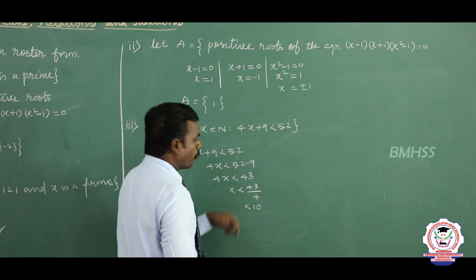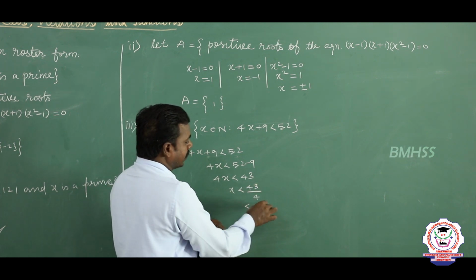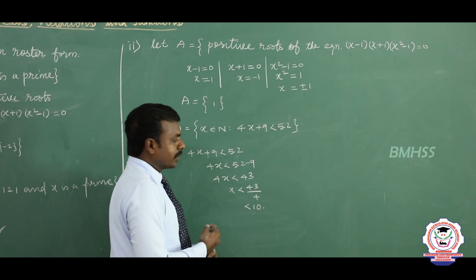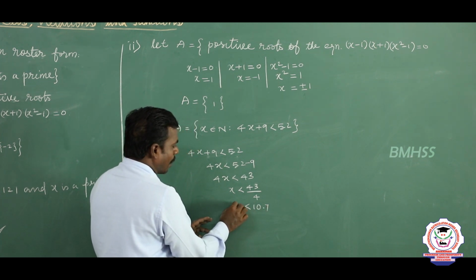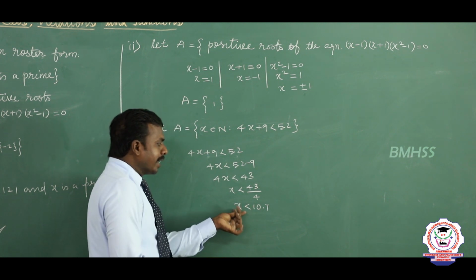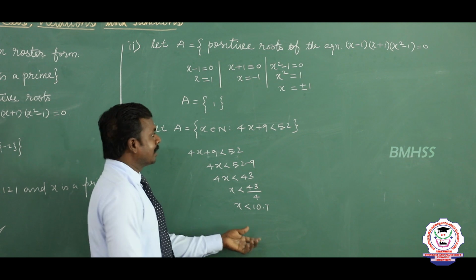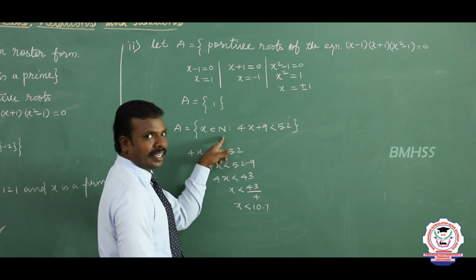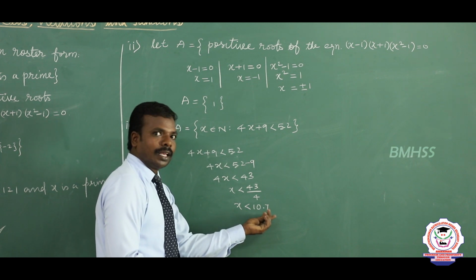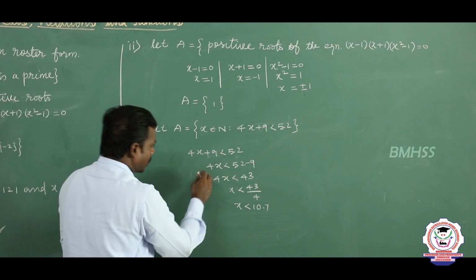10 4s are 40. Remaining 3 is there. In 30, keep point. In 30 how many times 4 will come? 7 4s are 28. So 7. So 10.7 approximately. The value of x should be less than 10.7. Listen, less than 10.7 means up to 10, because natural numbers they are asking. So 11 is not possible because that is greater than 10.7. So only natural numbers I am going to write.